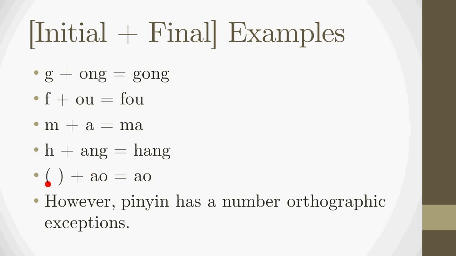As another example, sometimes you don't even need an initial. Okay, so some syllables take just the final and no initial, and that's totally okay. The initial is optional. Okay, so in this example, no initial, final is ao, and obviously you get ao. Okay, so this is all nice and easy.